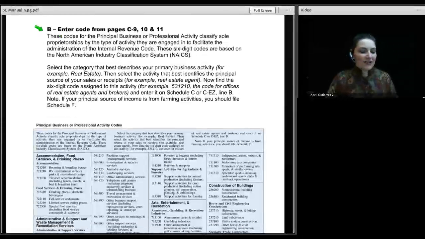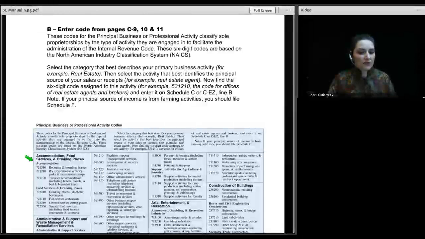Not Schedule B, but item number B, enter the code from pages C9, 10, and 11. Well, those are the instructions for Schedule C. So if you actually go to the IRS website, irs.gov, and do a search for the Schedule C instructions, and you get to them, on pages 9, 10, and 11, they have codes. And I've pasted them in here for you.